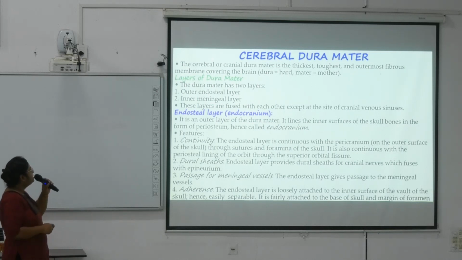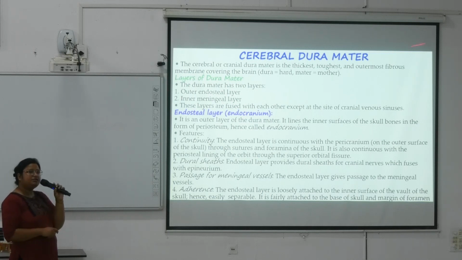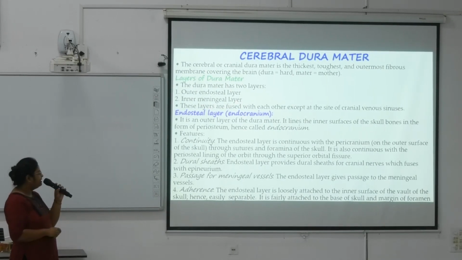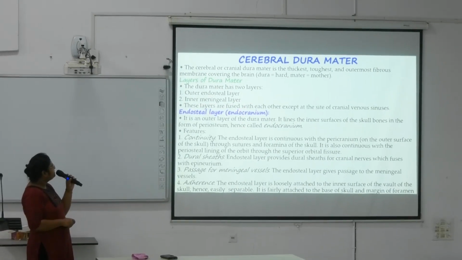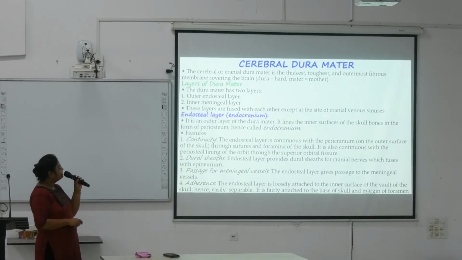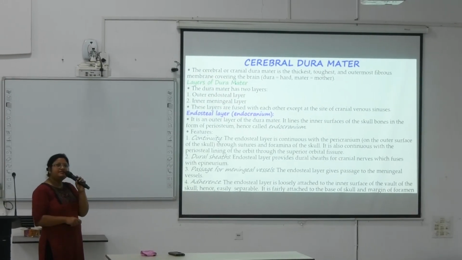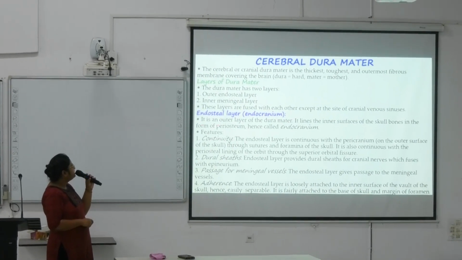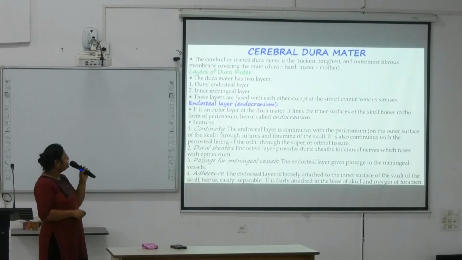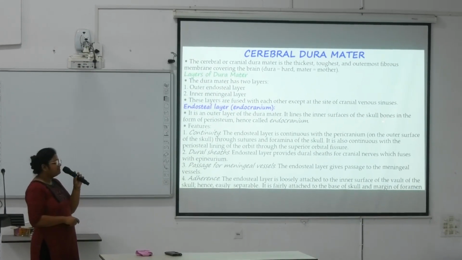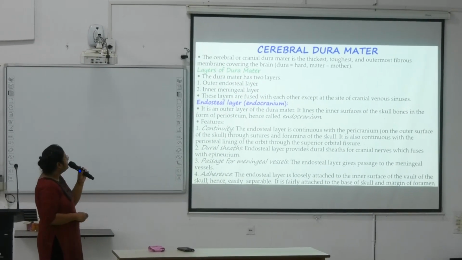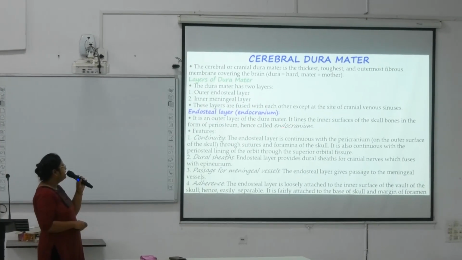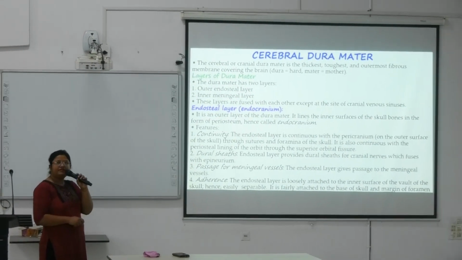There are two layers of the dura mater: the outer endosteal layer, which is attached to the bone, and the inner meningeal layer. These layers are fused with each other except at the site of the cranial venous sinuses. The endosteal layer, or endocranium, is the outer layer of dura mater. It lines the inner surfaces of the skull bones in the form of periosteum, and it is called the endocranium.